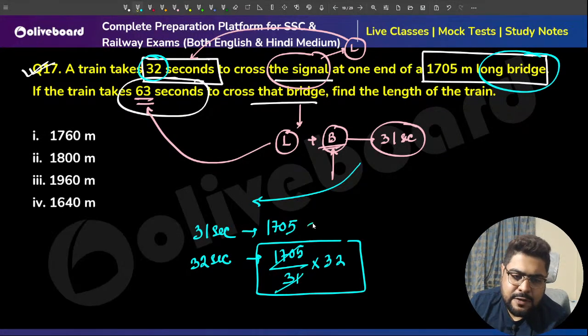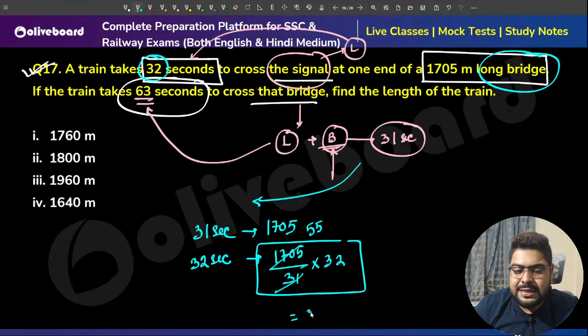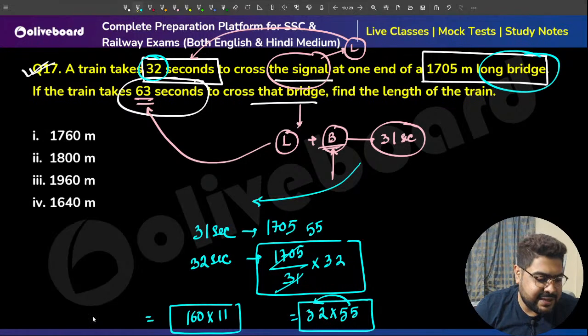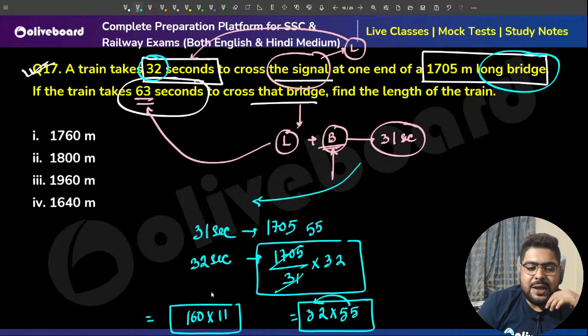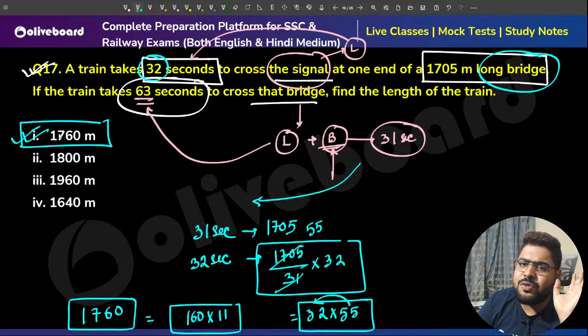31 5s are 155, and again 155, so 55. So 32 into 55. Calculate, how to calculate this best? Give 5 to this, so this is 160 into 11. So 16 into 11: you write 1, you write 6, 6 plus 1, 7, and there's a 0 here. 1760 meters.